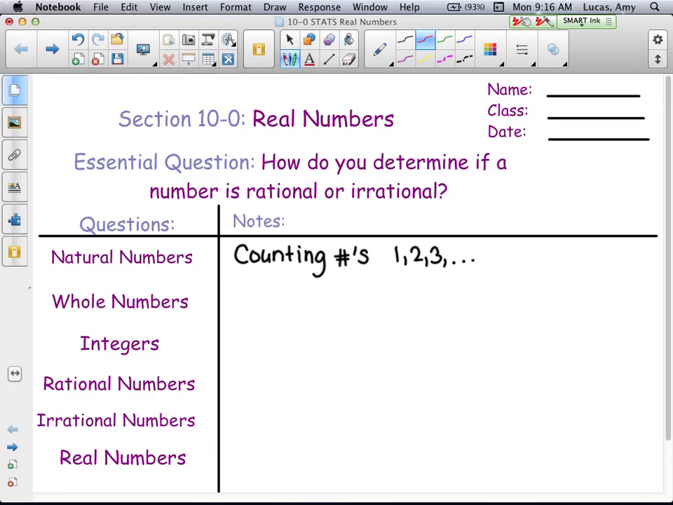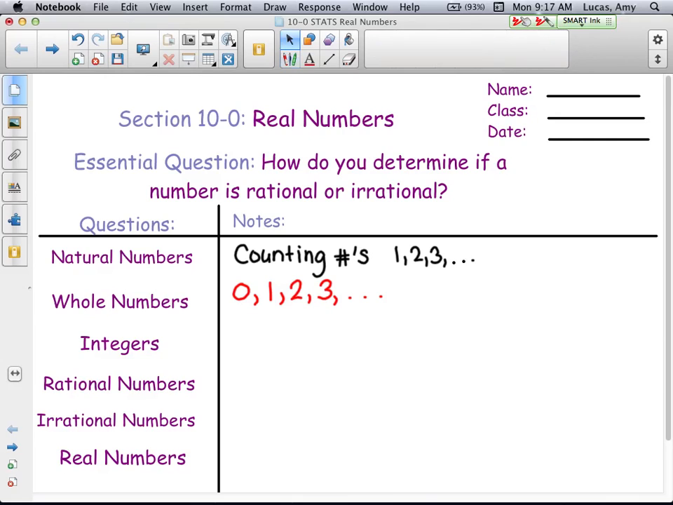And that one number is the difference between the natural numbers and the whole numbers. That number is 0. So whole numbers are 0 plus all of the natural numbers. So you could say that the natural numbers are a subset of the whole numbers.